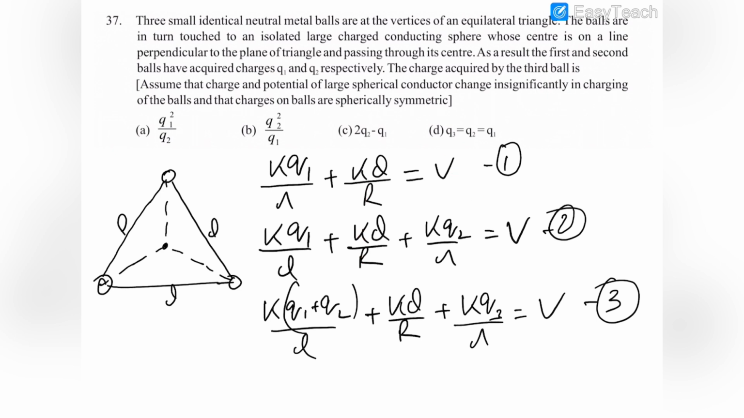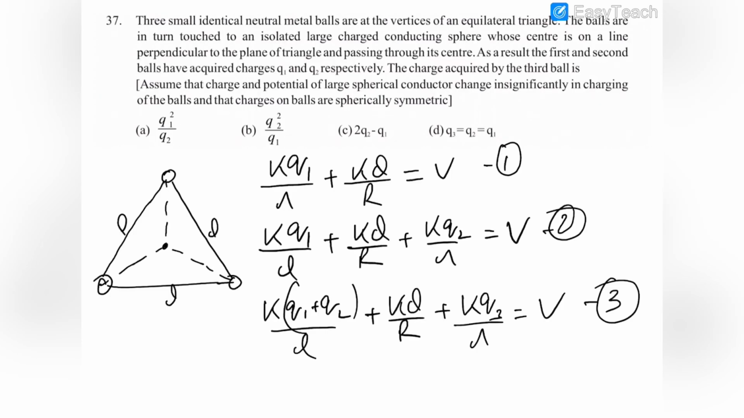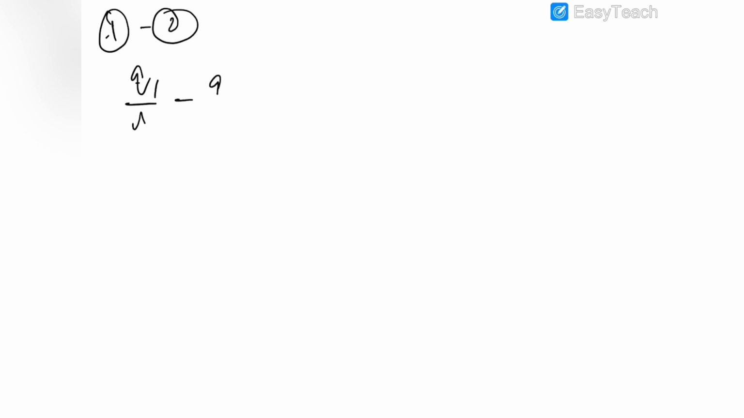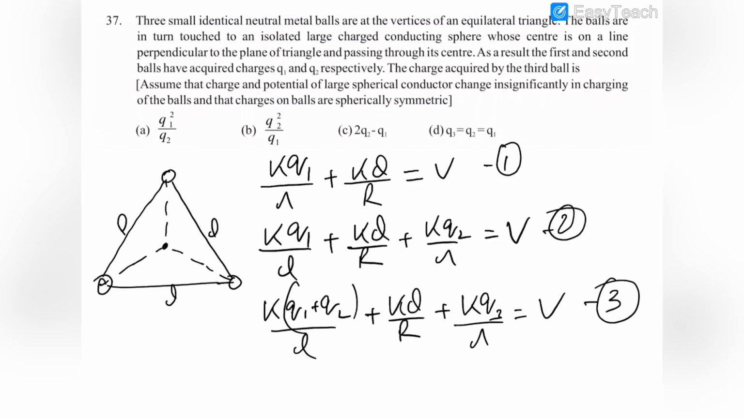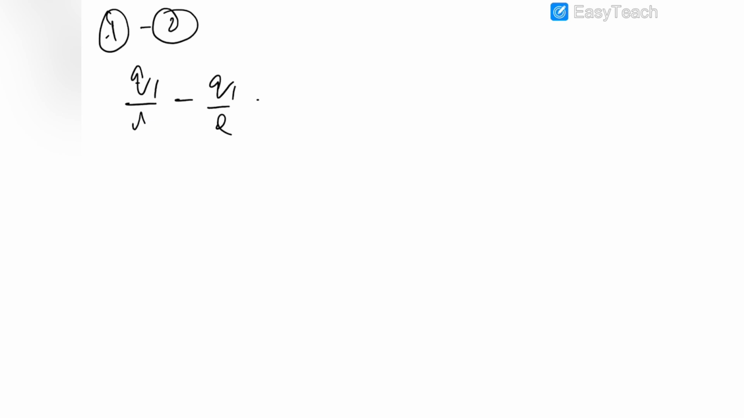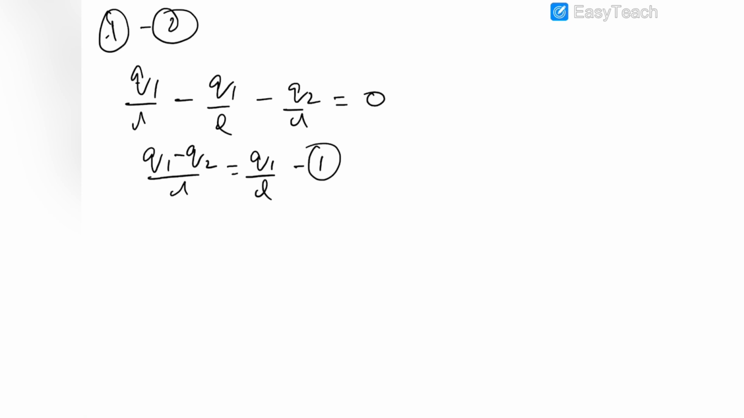So this is Q1 by R minus Q1 by L plus Q2 by R. So this is Q1 by R minus this is Q1 by L, and that is equal to minus Q2 by R. Minus Q2 by R is equal to 0. So you can see that Q1 minus Q2 by R is equal to Q1 by L. This is the first equation. In fact, this is the third equation.